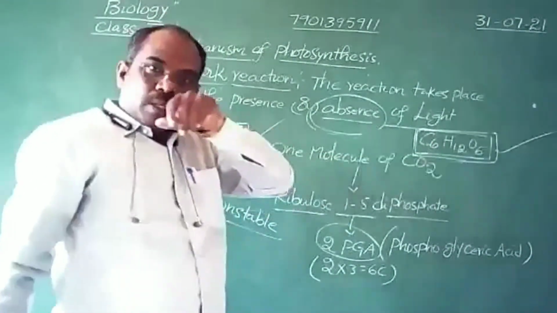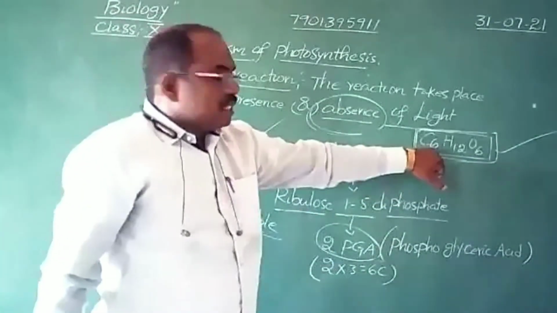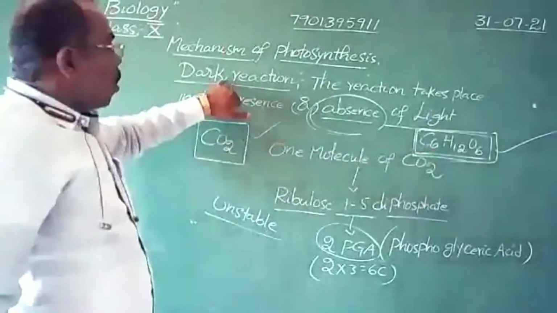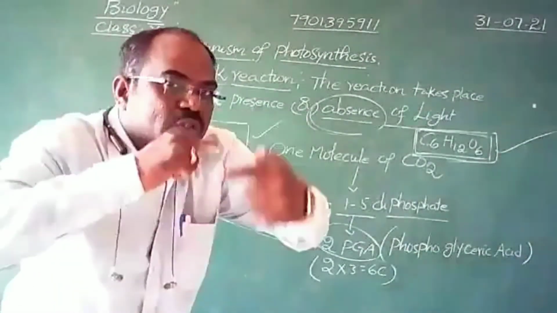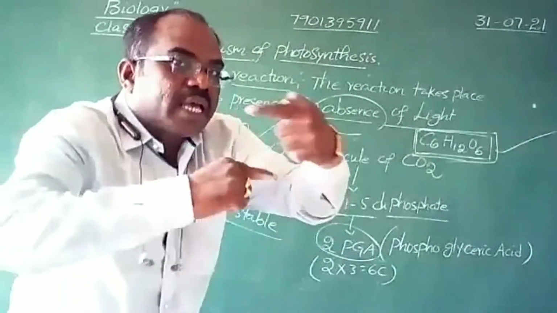C6H12O6. This is the end product of dark reaction process. This is a cycling process.